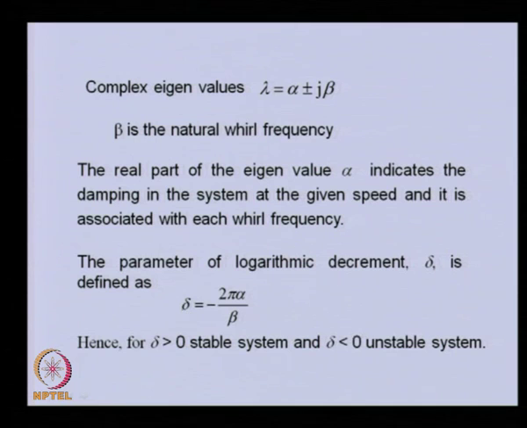That means if this is more than 0, positive, then the system will be stable, and if it is negative, then the system will be unstable. In the subsequent lecture we will be seeing this stability aspect in more detail, but with the finite element formulation of the state space form, we can judge the stability of the system directly using the logarithmic decrement.